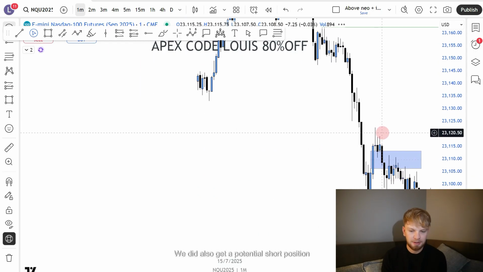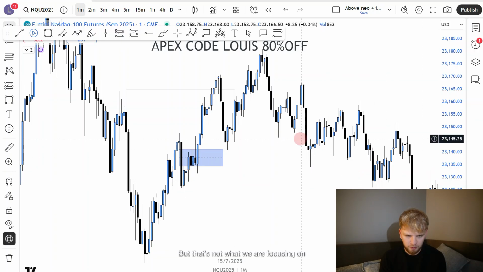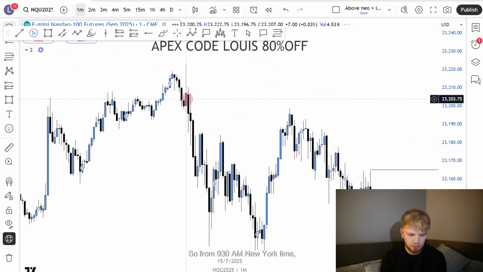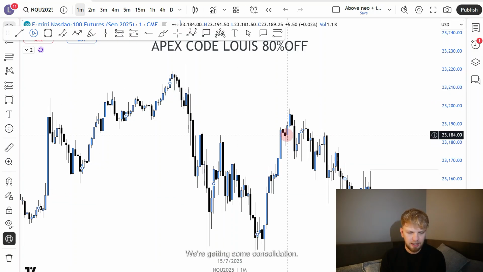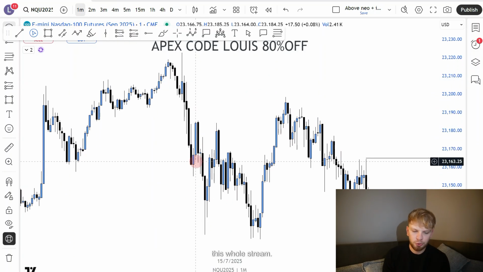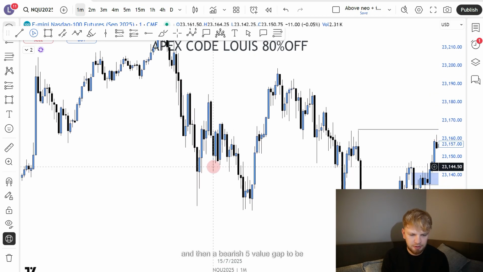We did also get a potential short position in the PM session, but that's not what we are focusing on right now. So yeah, let's look at the 9:30. From 9:30 a.m. New York time, we kind of drop down, we're getting some consolidation. If you're on my live stream, you would hear me say this whole stream I was waiting for some bearish fair value gaps and then a bearish fair value gap to be inversed.